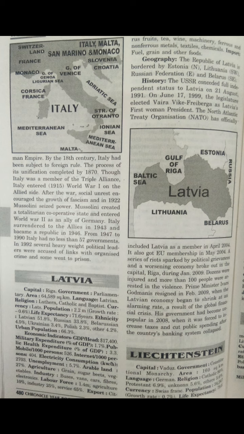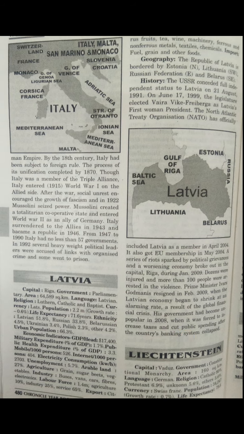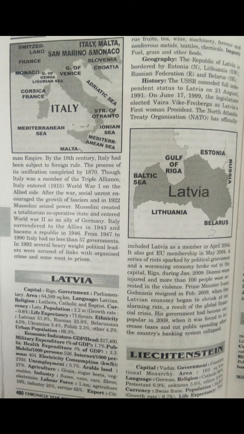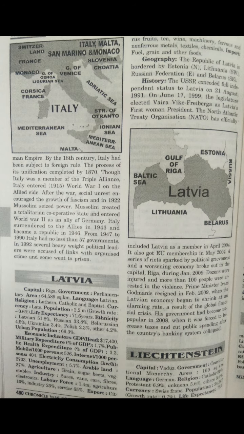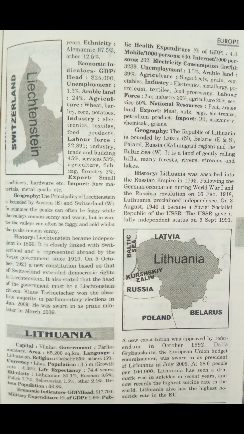Population 34,247. Growth rate 0.7%. Life expectancy is 79.8 years. So ethnicity Alemannic 87.5%. Others 12.5%. Arable land 24%, agriculture, wheat, barley, corn, potatoes, industry, electronics, textiles, food products.